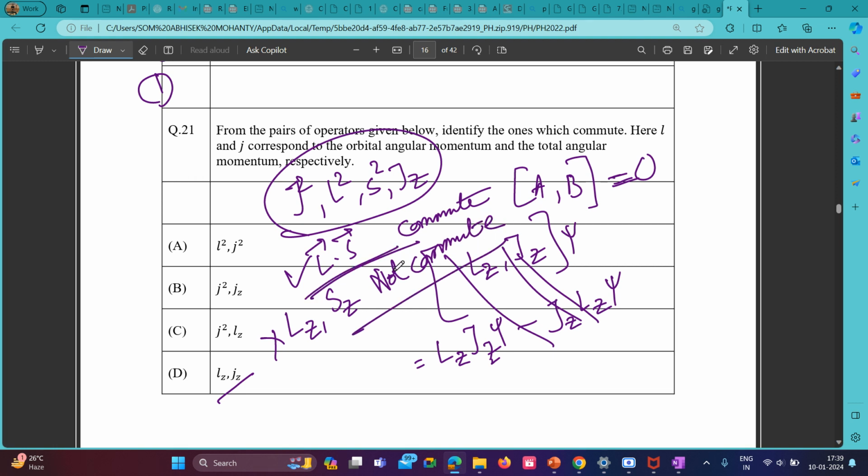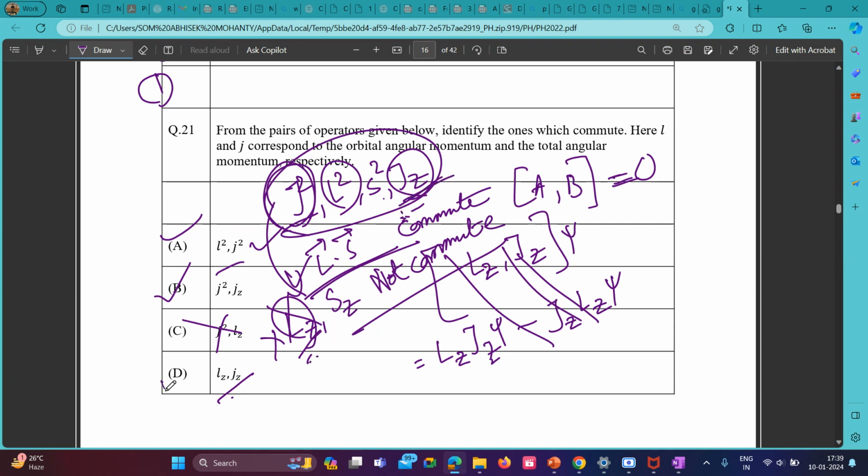They commute with L dot S, but they don't commute with LZ. So L square and J square commute. J square and JZ commute. J square and LZ don't commute. LZ and JZ, I think, commute. Okay, these two commute, JZ and LZ.